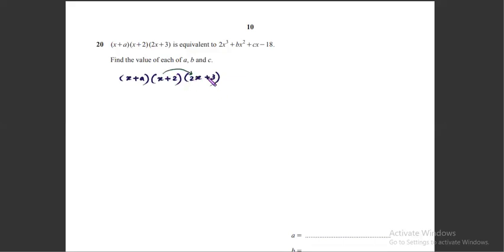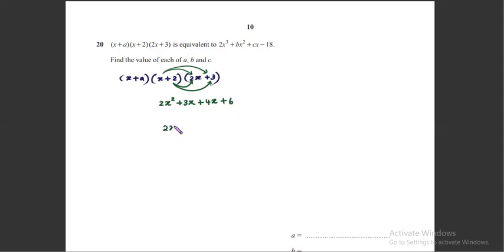I need to multiply this x and this 2x. That becomes 2x squared. Then I'm going to multiply this x and the 3, so x times plus 3 is plus 3x. I'm going to multiply this 2 and this 2x, so that becomes plus 4x. Then this 2 gets multiplied with this 3. That becomes plus 6. Now I can simplify this.